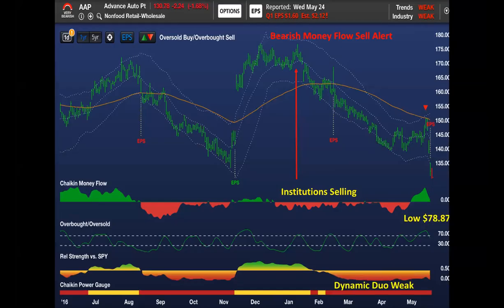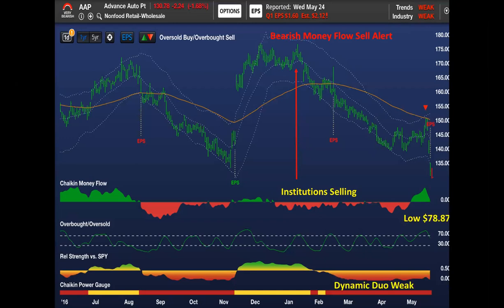Now, money flow, as we told you, normally fluctuates around the zero line, so we color code it red and green. So here's Advanced Auto Parts. This chart ends in May of 2017. In January of '17, Advanced Auto Parts made a new high near that upper volatility band, and look at the Chaikin money flow. It didn't get above zero, it stayed red. That told us that smart money was getting out of Advanced Auto Parts under the cover of strength.